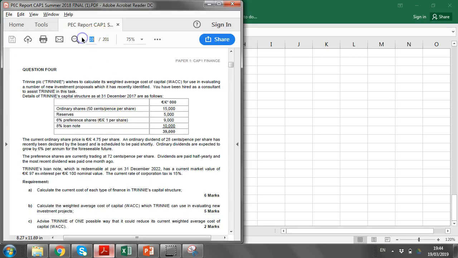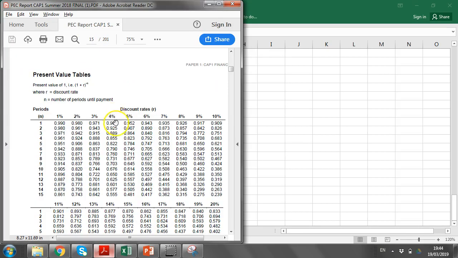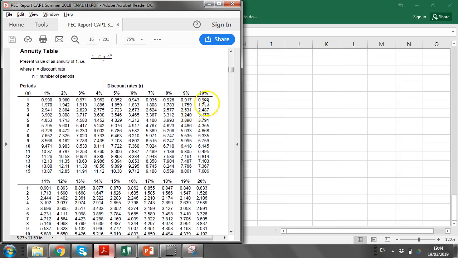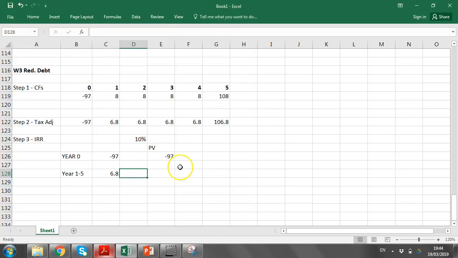So if we come back here to page, we'll say 15, we have the present value tables, we want the annuity tables. 10% for 5 years is 3.791. So we're looking there for 3.791, 10% for 5 years, and that's my annuity factor. So the present value of those cash flows for the full 5 years, present value of annuity, is 25.77. This is the figures we're looking at here.